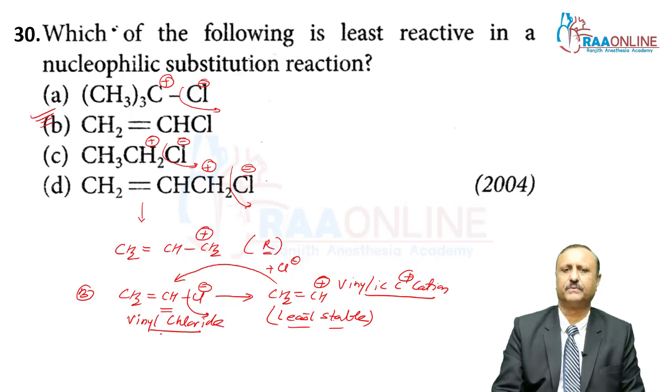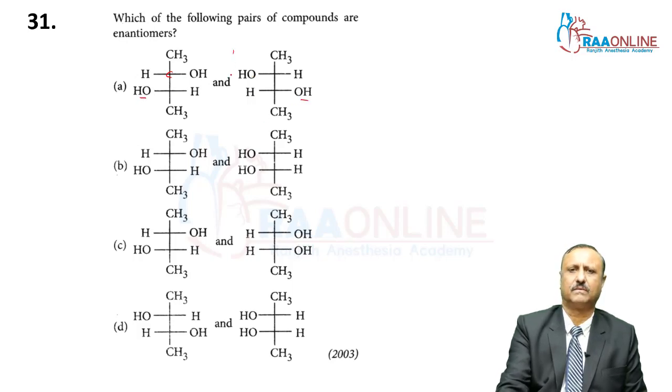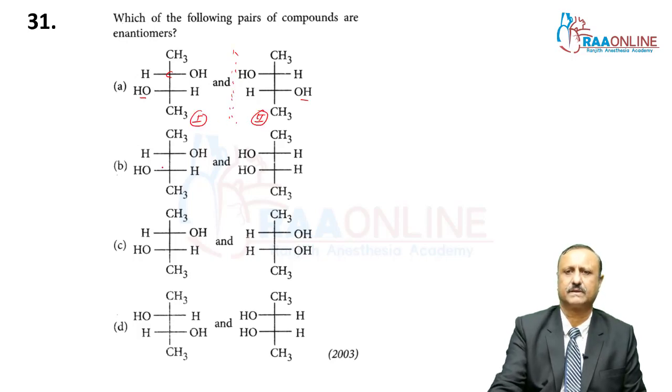Now my dear students, we can go to question number 31. Here we see the question: which of the following pairs of compounds are enantiomers? Here you can see these pairs, here OH, the second pair has OH here and OH here. It means these compounds are mirror images of each other. My dear students, the concept is that.